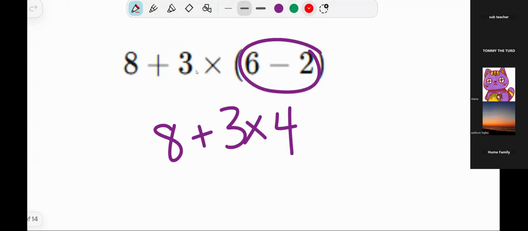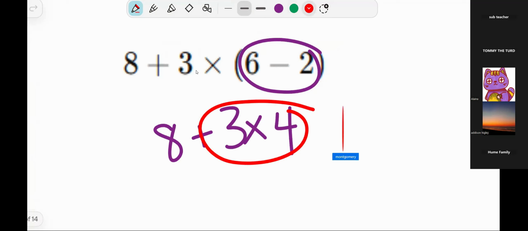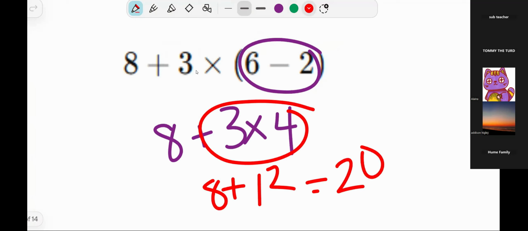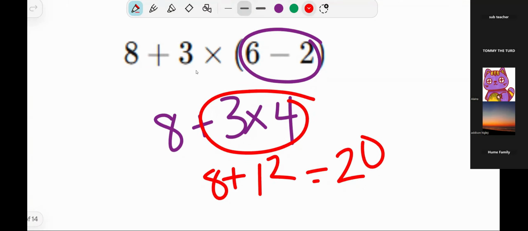So there is no exponent here, but there is a multiply, so we have to do that first. We have to do 3 times 4. A lot of people try to add 8 plus 3 first. So it becomes 8 plus 12, and that gives us 20. So as long as we're following order of operation, we'll get it right.